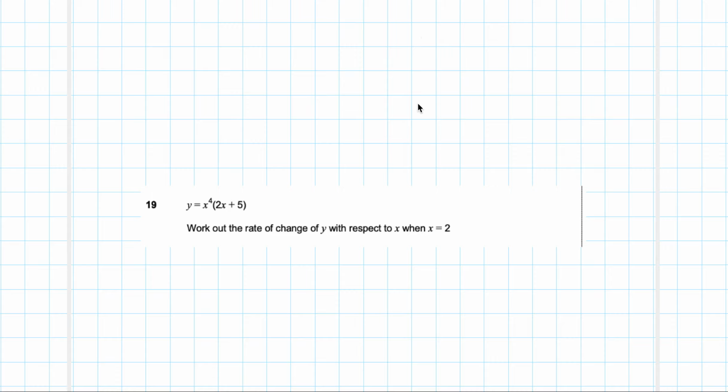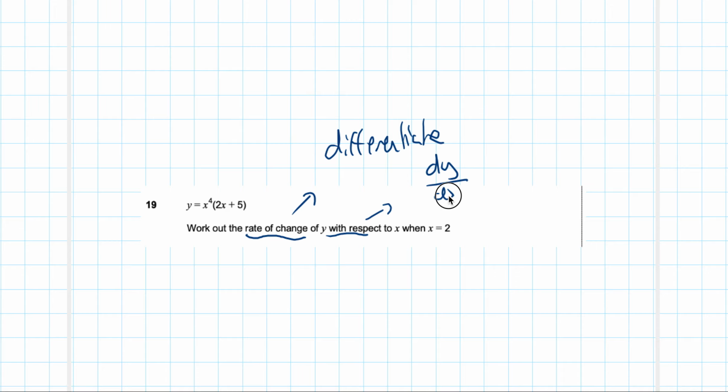The last question of this video is going to be y is equal to x to the power 4 times (2x plus 5). Work out the rate of change of y with respect to x when x is equal to 2. So here the first key thing I look at is the rate of change. That tells you immediately that you're going to differentiate. Why are we differentiating? Well, it wants the rate of change of y with respect to x. So it wants the change in y over the change in x, so dy/dx.